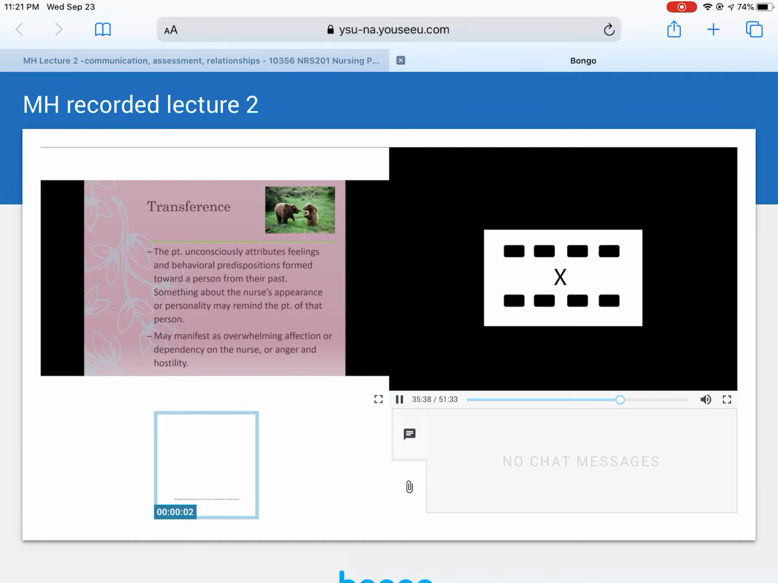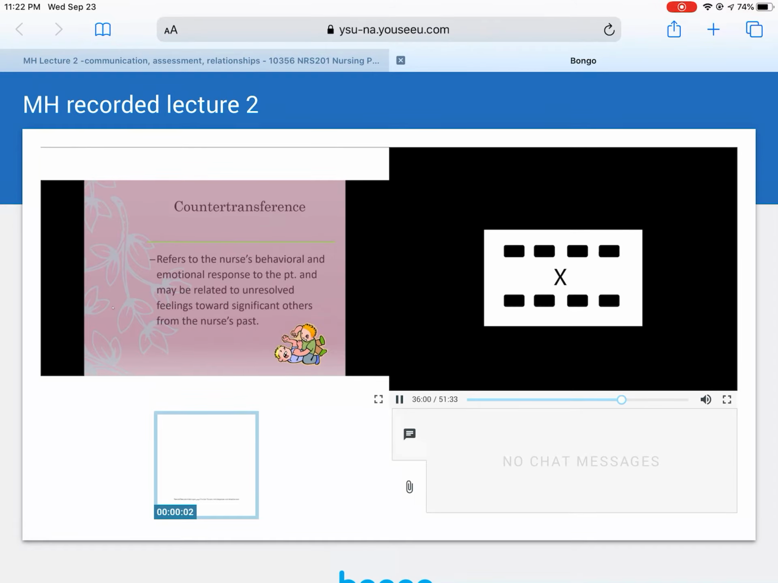So let's talk about transference. That's where a patient sees something in us that reminds them of somebody else. So they can be angry, they can be hostile, or they can really love us. If transference occurs, you need to switch patients. If it's bad enough, you may need to switch units.